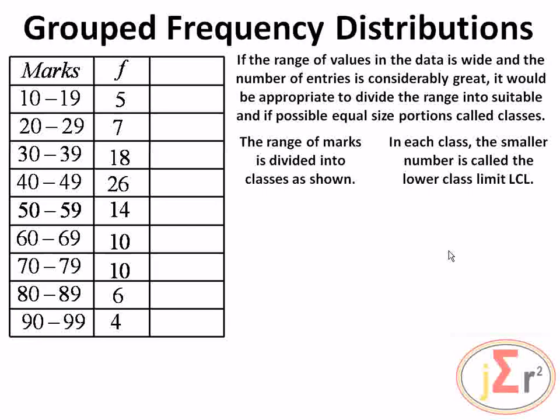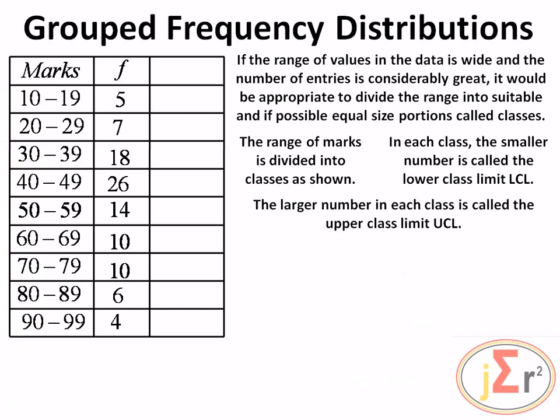In each class, the smaller number is called the lower class limit, and we're going to use LCL for the short representation, and those are the smaller numbers. And of course the larger number in each class is called the upper class limit, UCL, and those are the upper class limits.